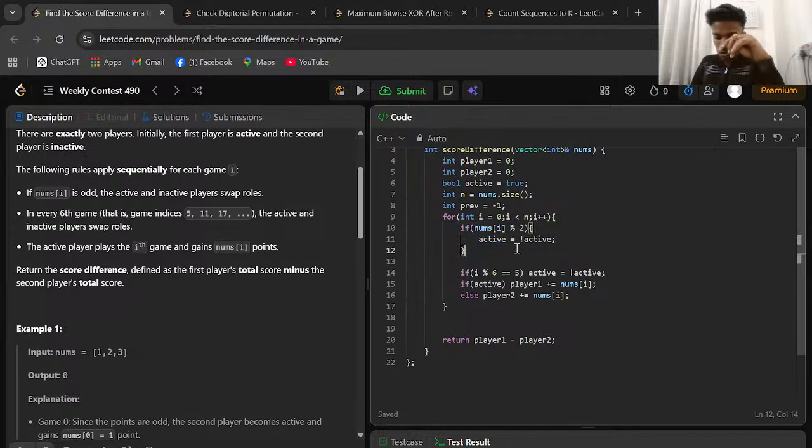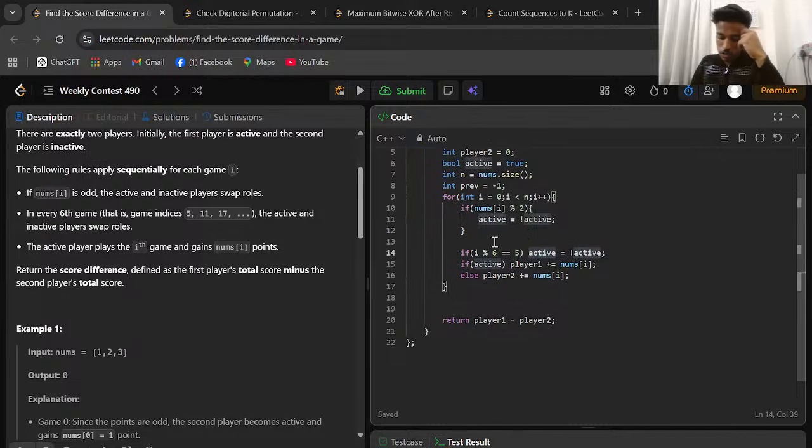So if nums[i] modulo 2, like if it is odd, then you have to change the active status. And if i modulo 6 equals 5, then again change the active status. These two conditions are independent from each other, like the odd condition and this sixth index condition. So take care of that.